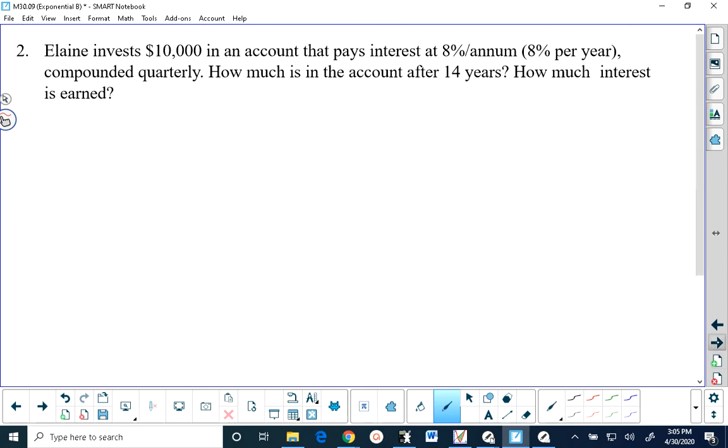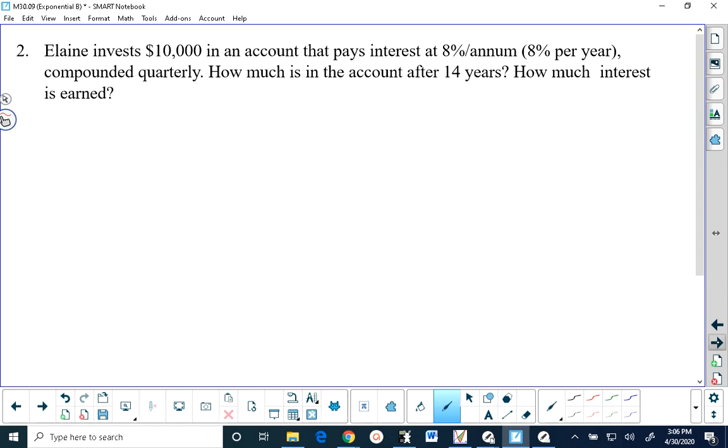Elaine also has come into a boatload of money. All of a sudden she has $10,000. She doesn't know what to do with it, but she's found an account that she can put it in, and it's going to pay interest at 8% per annum. That means 8% per year, but this time it's compounded quarterly. Now, what does that mean?